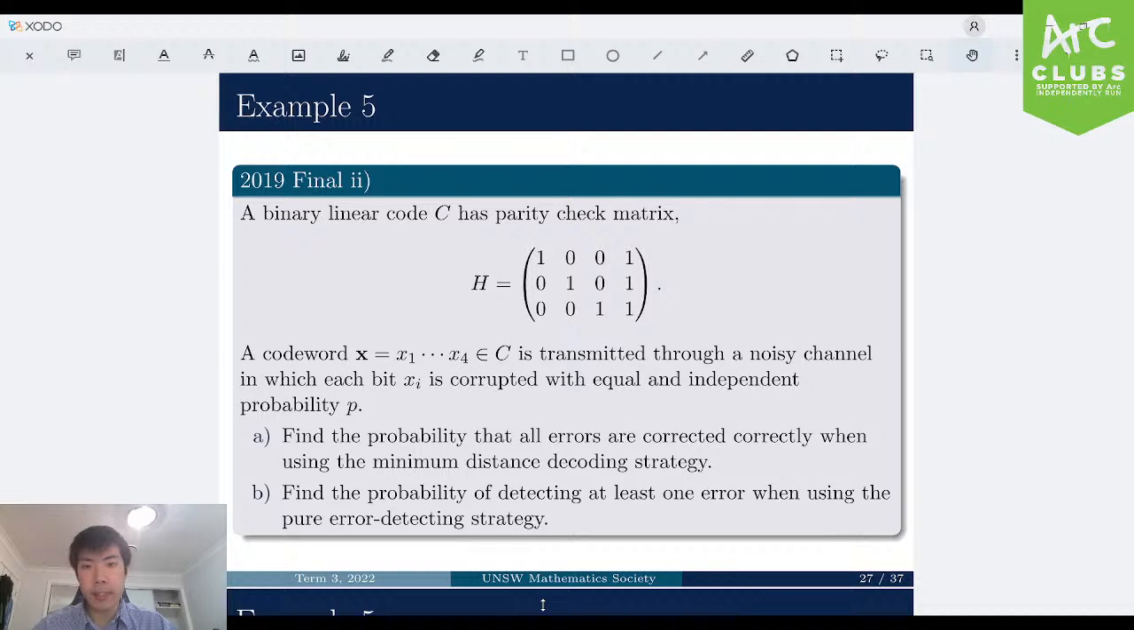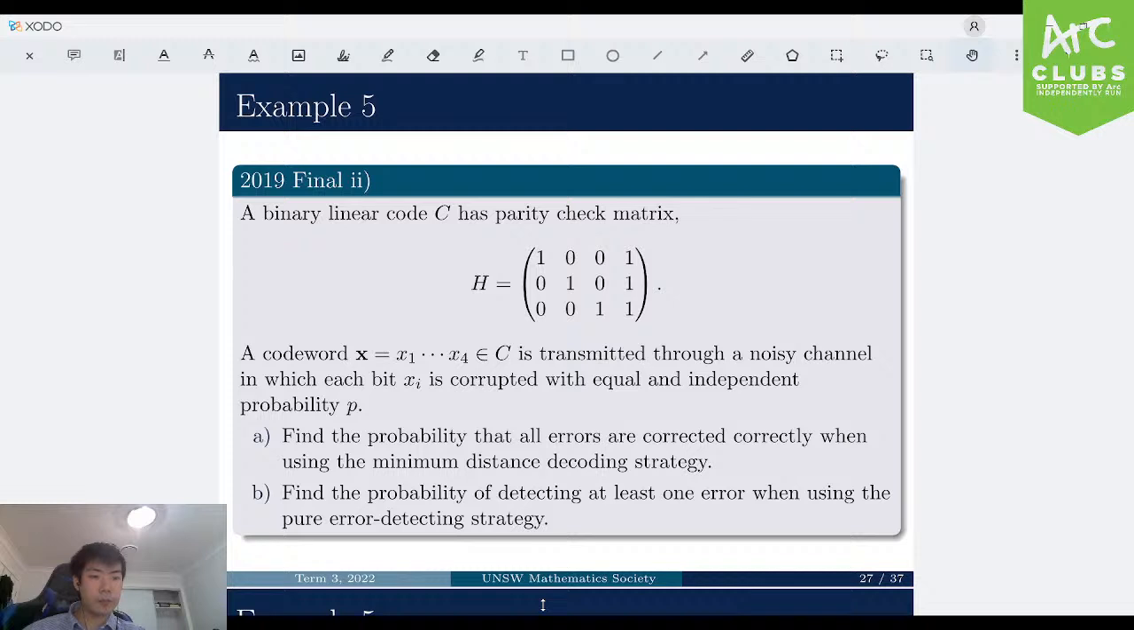A binary linear code C has this parity check matrix. Find the probability... Okay, so firstly the code word X is transmitted through a noisy channel, in which case each bit Xi can be corrupted with an equal and independent probability P. Find the probability that all errors are corrected correctly when using the minimum distance decoding strategy. Find the probability of detecting at least one error when using the pure error detecting strategy.